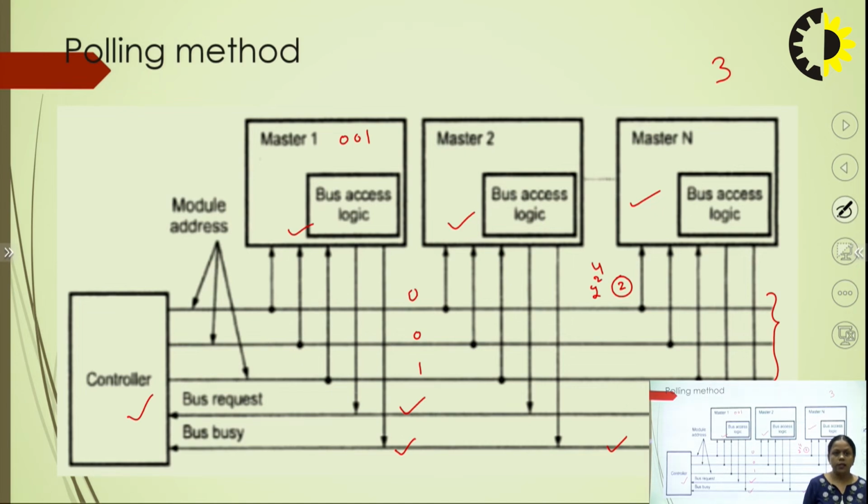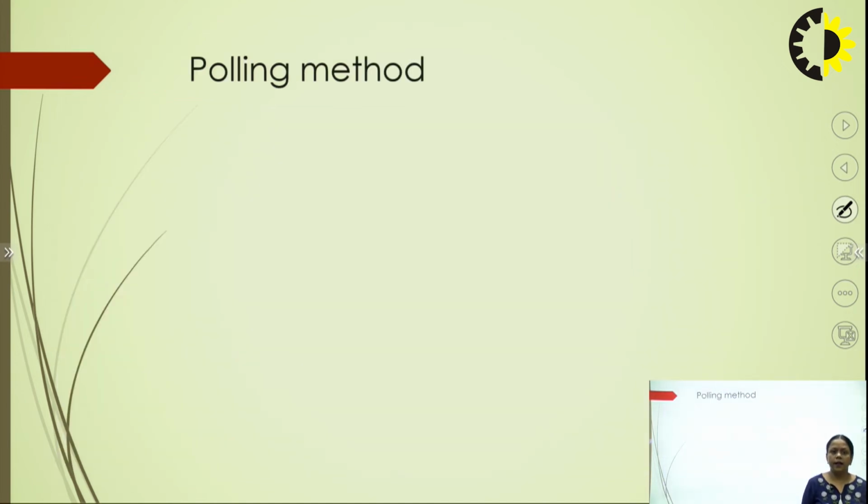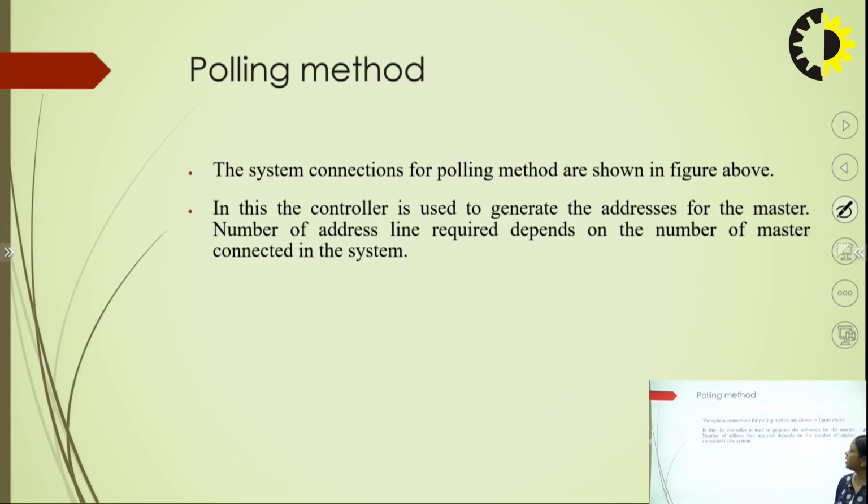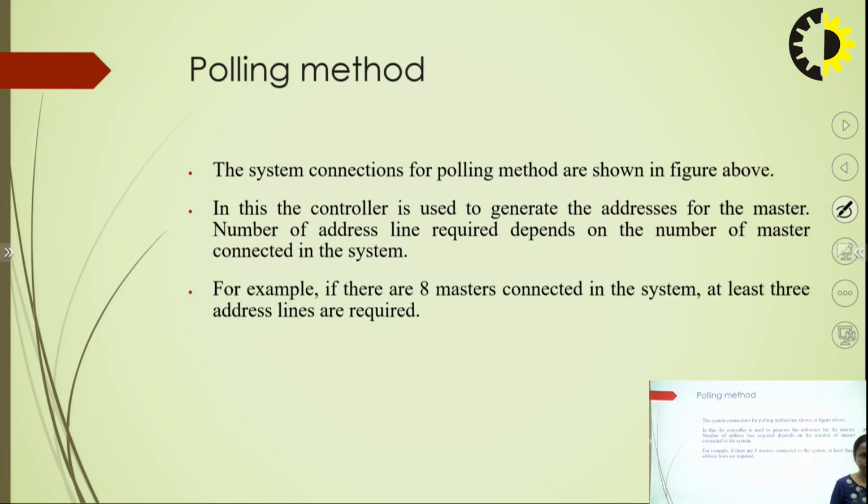So again I am repeating the polling method. In this, the controller is used to generate the address of the master. The number of address lines required depends on the number of masters connected in the system. For example, if there are 8 masters connected in the system, at least 3 address lines are required.